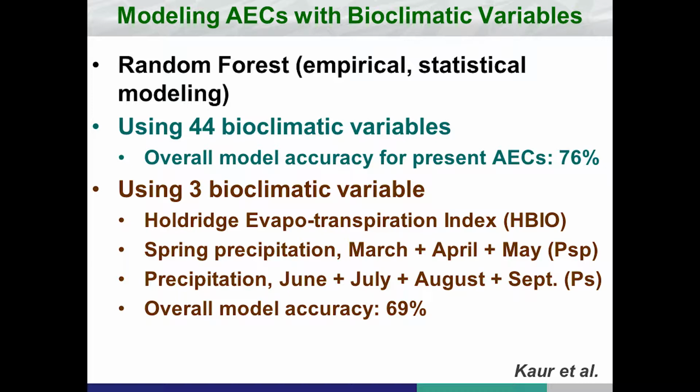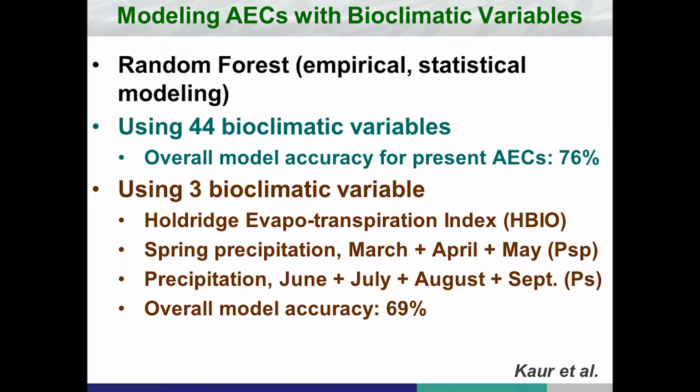And then we backed up and said it's difficult to actually predict or to interpret 44 different bioclimatic variables all interacting, et cetera. So it's a little bit easier to see if we can look at just a few of those bioclimatic variables, and we could use just 3 bioclimatic variables to explain about 69% of the variability. So we're not doing so bad there.